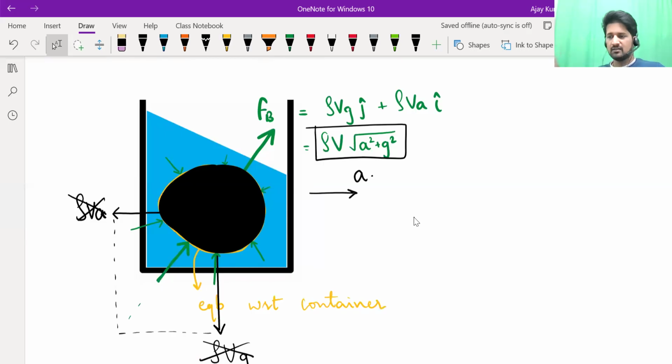Okay. So in any case, if you want to find out how much buoyant force acts on an object, imagine liquid itself in place of the object. To keep that liquid in equilibrium, whatever force is necessary, that itself is the buoyant force. And that liquid has to be in equilibrium with respect to what? With respect to the container in which it is present.